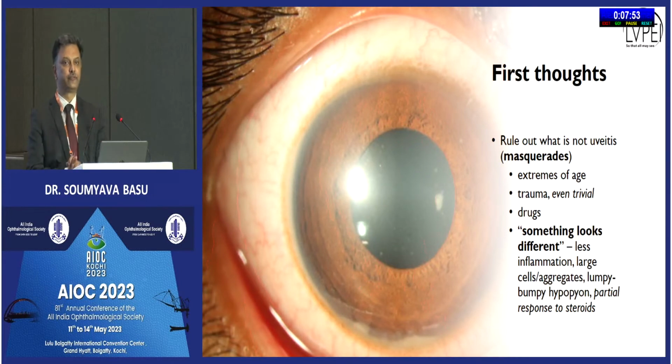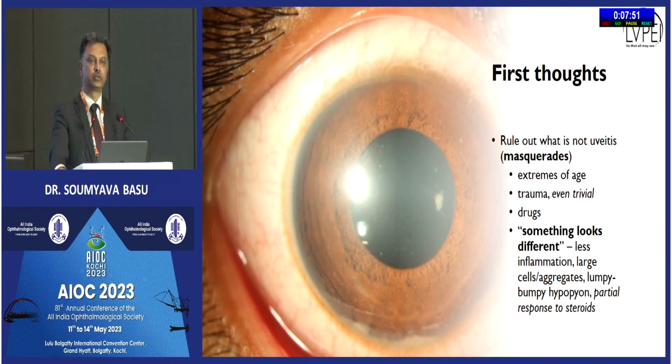So what should be the first thought when you see a patient who has been told to you to be having anterior uveitis, or you get an impression that this might be anterior uveitis? The first thing is to rule out what is not uveitis. And as simple as this might seem, this is very, very often missed. Very commonly in patients at the extremes of age, patients with a history of trauma, which might be trivial, history of drug ingestion, and always keep looking for something which looks different.